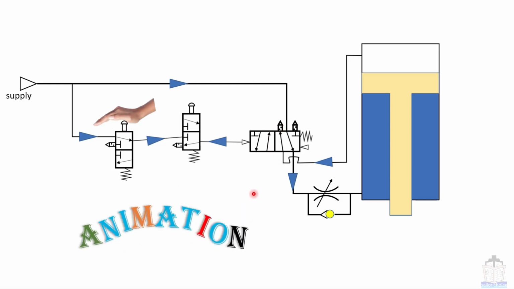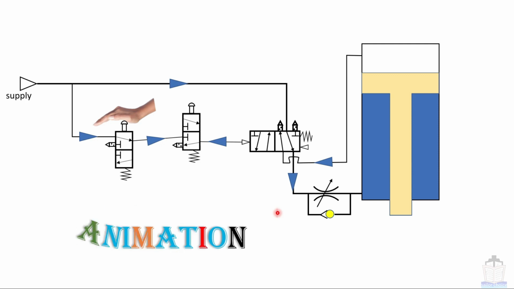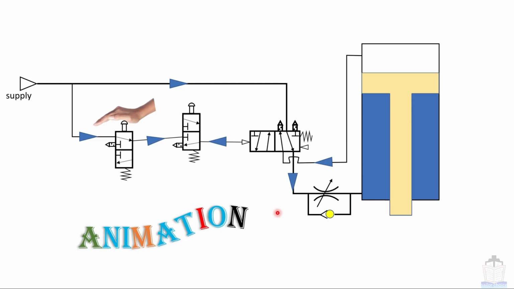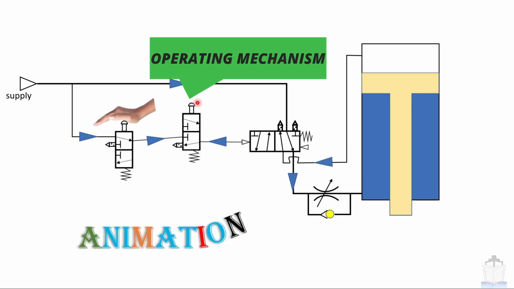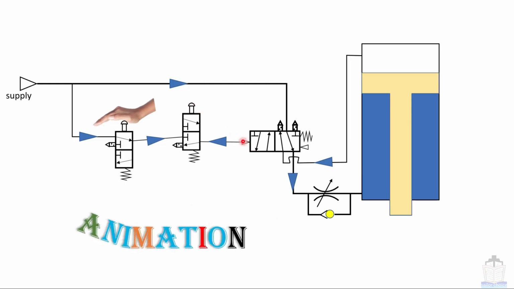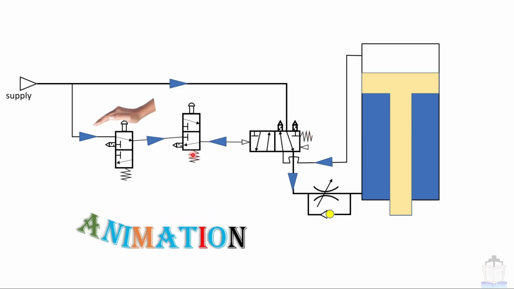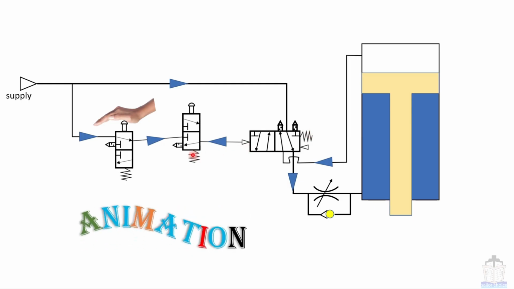Now by observing this animation, you will have a better understanding of how a pneumatic circuit works. In a complex circuit, you have to trace the lines, pipe connections, and also check the operating mechanism, pilotage, spring return, etc. And you will be able to understand the whole circuit diagram. The next topic.